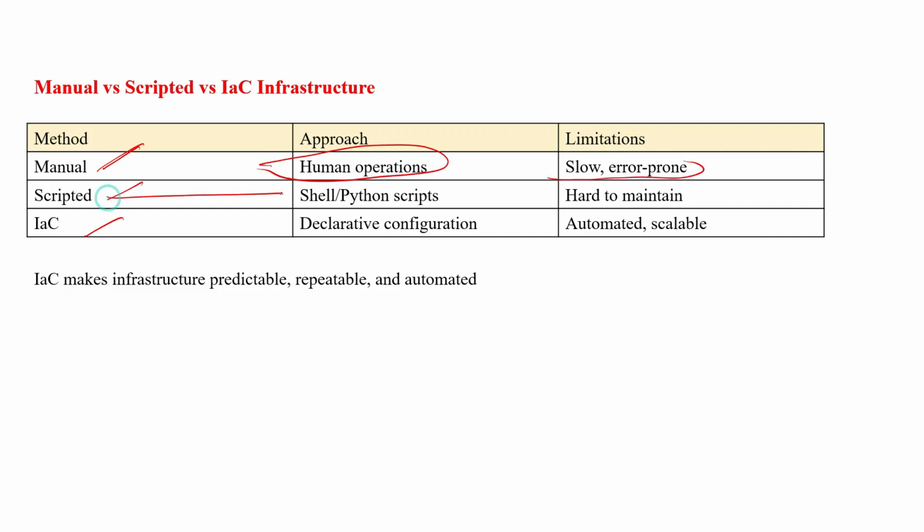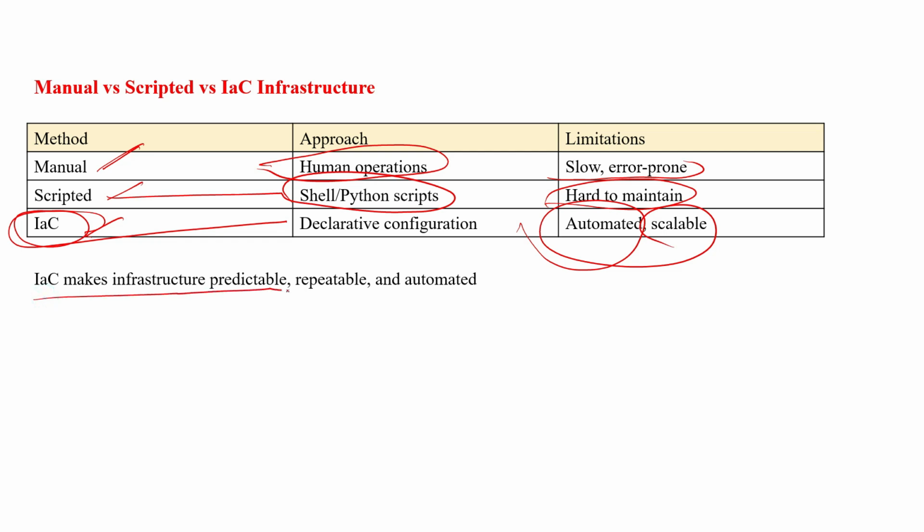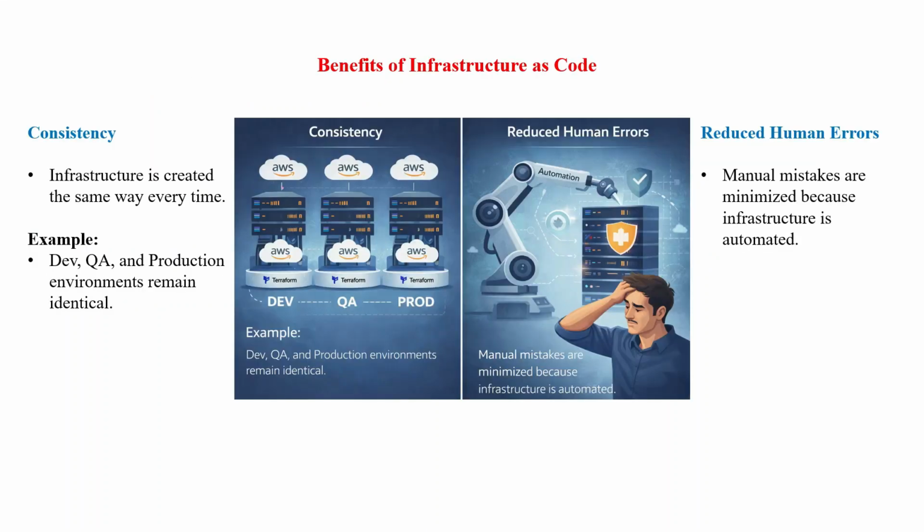Now after the second stage came scripted, where we were using shell scripts, Python, or maybe Ansible, which is hard to maintain when the infrastructure increases and becomes complex. And now we are using infrastructure as code, which is a declarative configuration. That means we declare the configurations in multiple configuration files, and it is very automated and very scalable. So that means IaC makes infrastructure predictable, repeatable, and automated.